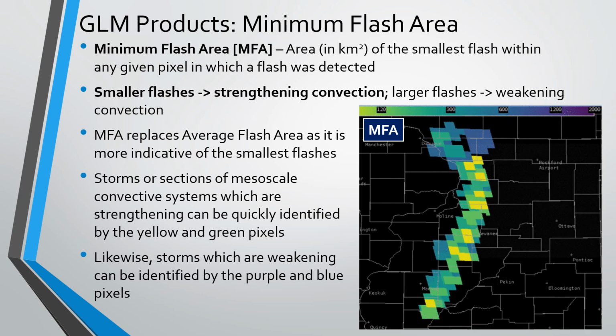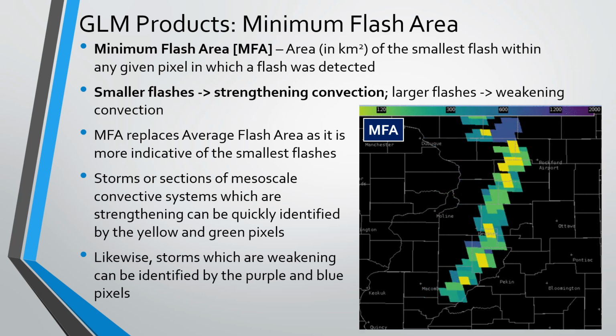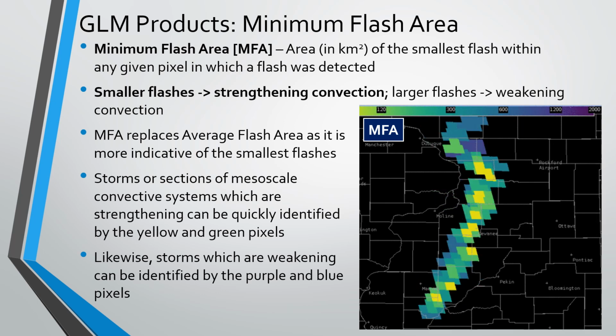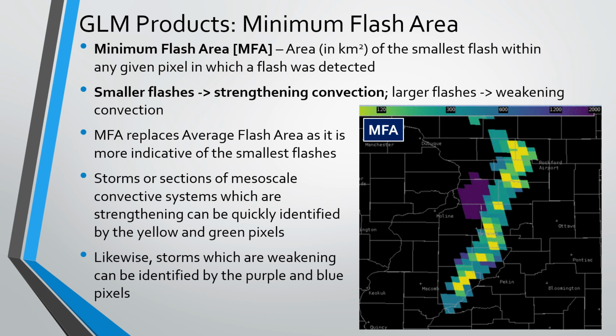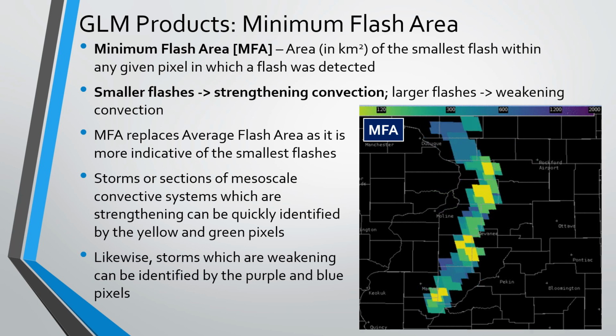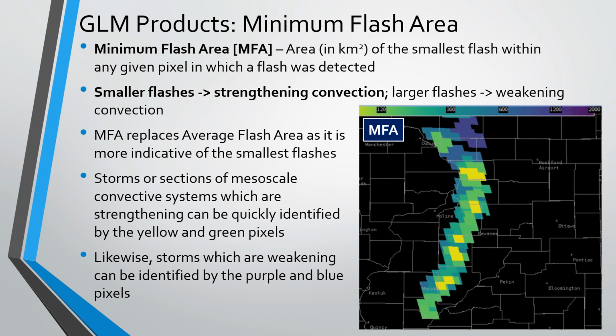Storms or sections of mesoscale convective systems which are strengthening can be quickly identified by those yellow and green pixels indicating smaller flashes. Likewise, storms which are weakening might be identified by the purple and blue pixels, indicating that the flashes are growing larger in size.